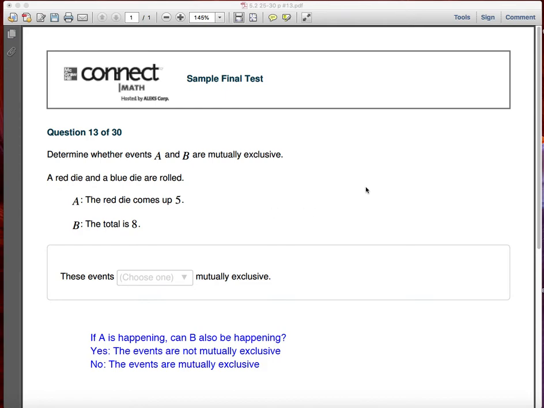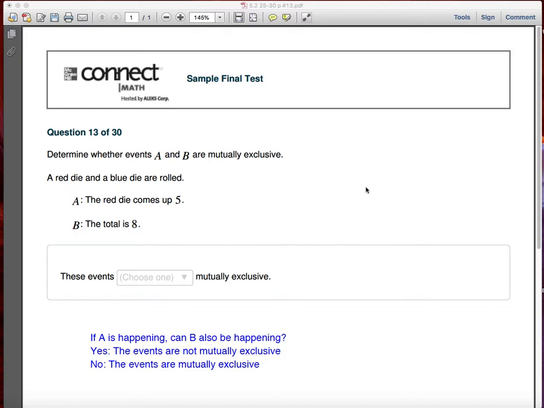Okay, so still in the sample test, we're on question 13. Now we're on chapter 5, and all the chapter 5 questions are from section 5.2. This one, there's no math in it. There is some thinking involved. So determine whether events A and B are mutually exclusive.